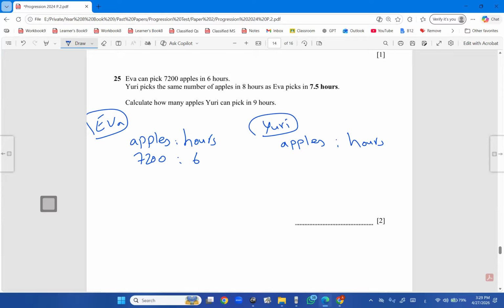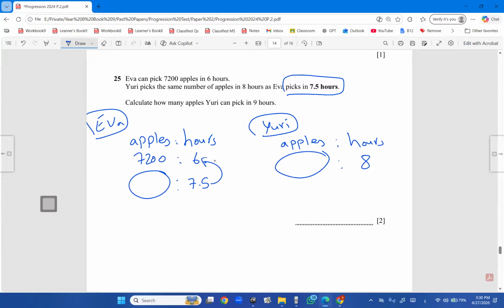Yuri picks the same number of apples in 8 hours as Eva picks in 7.5 hours. So how many apples does Eva pick in 7.5? I don't know, so we need to find it. They told you that the number of apples of this is the same as the number of apples in this, but Yuri just collects them in 8 hours. All right, so let's find this one here.